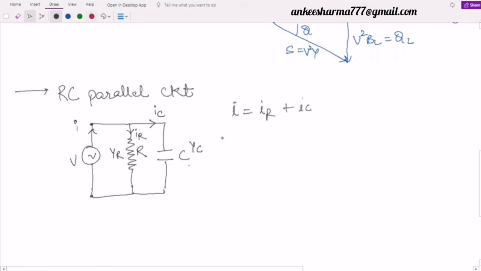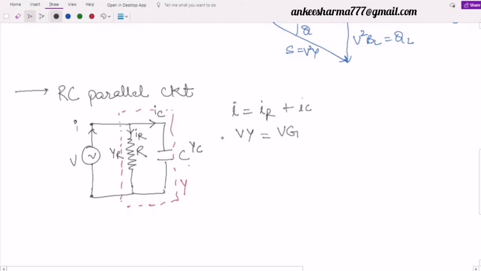Again, we can assume these two combined. I will draw here only. I will assume that these two combined admittance is equal to Y. So in place of I as V by Z, I will now write directly V into Y. It is equal to V into G, and there is a phase shift of current with respect to the voltage.